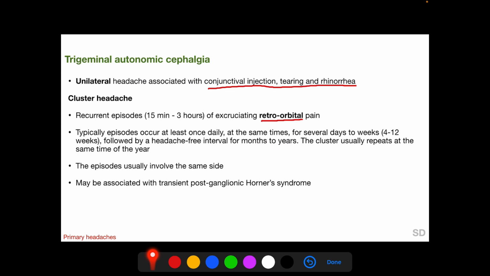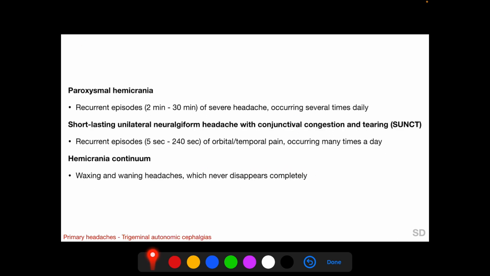During the cluster, the episodes occur at least once daily and almost at the same times every day, and the clusters have a tendency of repeating at the same time of the year. The episodes usually involve the same side, which is atypical of a primary headache, and may be associated with transient postganglionic Horner syndrome. There are other headache syndromes which are classified under trigeminal autonomic cephalgias, and they usually vary in the duration of their episodes and the frequency of repetition.